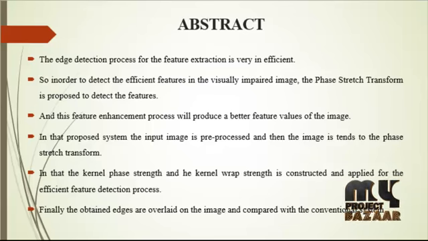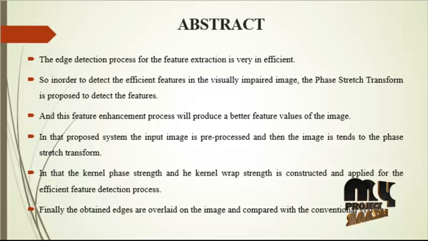The resulting features will be a subset of the image domain, often in the form of isolated points, continuous curves, or connected regions. And this image feature detection is very difficult in visually impaired images. In visually impaired images, the minute pixels in the region are very difficult to find for the process. So the edge detection process for feature extraction is very inefficient. So, in order to detect efficient features in visually impaired images, the phase stretch transform is proposed to detect the features, and this feature enhancement process will provide better feature values of the image.